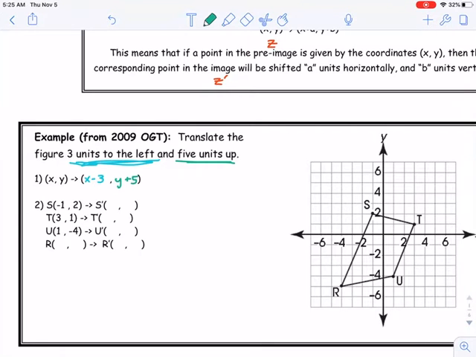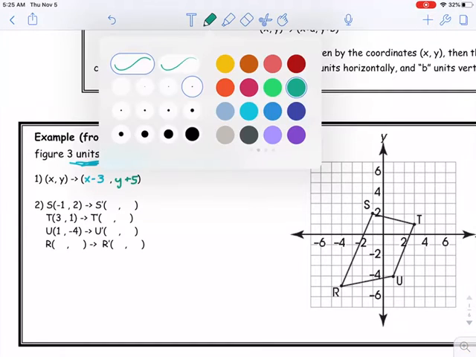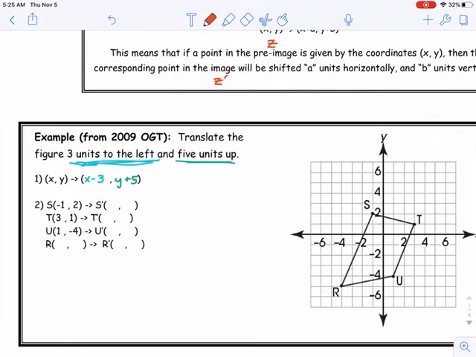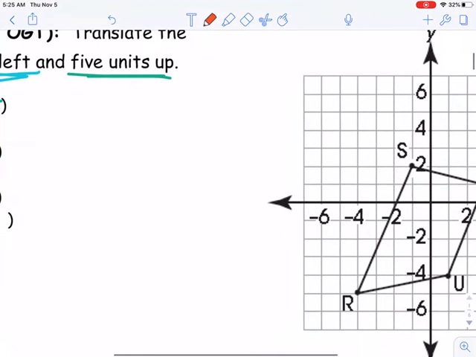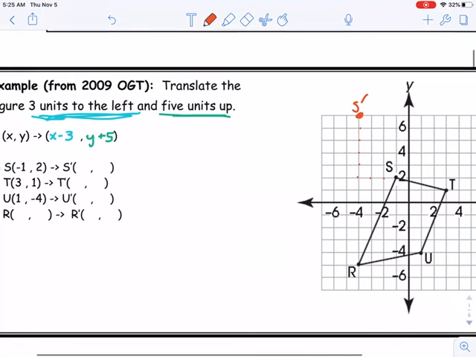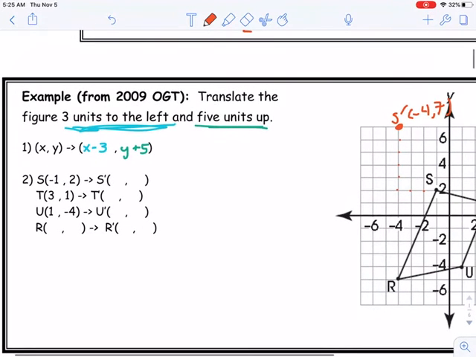And what does that mean? Let's start doing this on a coordinate plane and get the gist of it that way. Point S is at (-1, 2). That means I'm going to go 3 to the left, 1, 2, 3, and 5 up, 1, 2, 3, 4, 5. Boom, and that's S prime. What are the coordinates? (-4, 7).